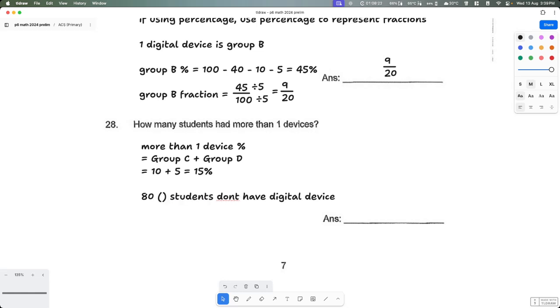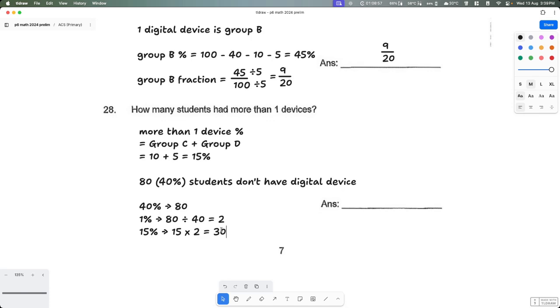I'll just put here 40% of students don't have a digital device. So 40% is equal to 80 students. So 1% is equal to 80 divided by 40, and this will give us 2. So 15% is equal to 15 times 2, which is equal to 30. There you go, that's the answer.